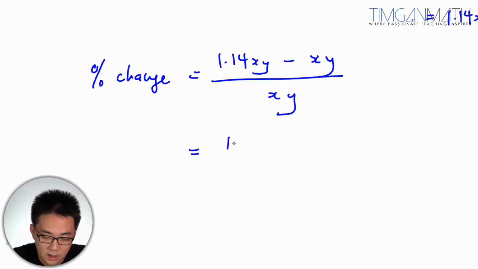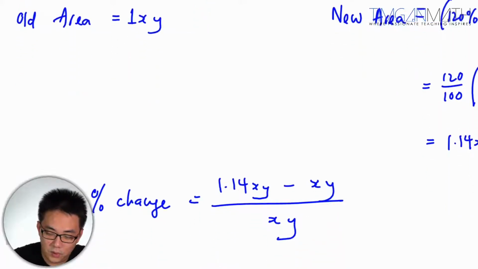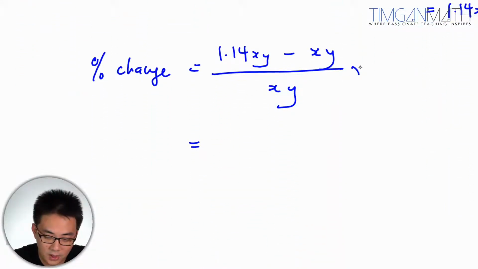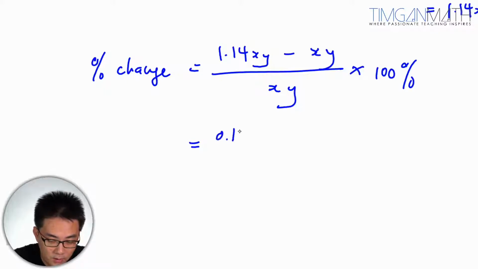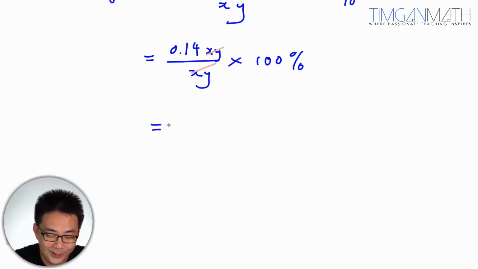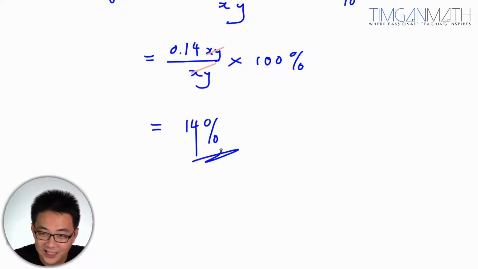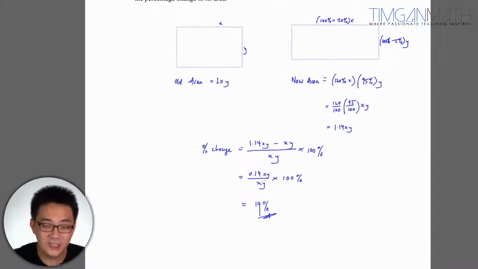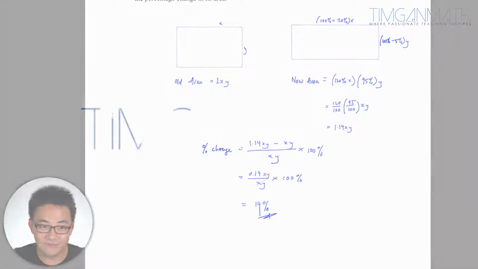That's it, it's quite straightforward. 1.14 minus 1 is 0.14. Actually, you don't really need to do it because this is 1 unit. This is actually a 14% increase, but it's okay. So for percentage change, you can just leave it in percentage here. This would be 0.14xy over xy multiplied by 100%. Cancel away xy and what we get is 14%. I think this is pretty okay. Any question at all, please let me know. Keep practicing and I'll see you in the next question.